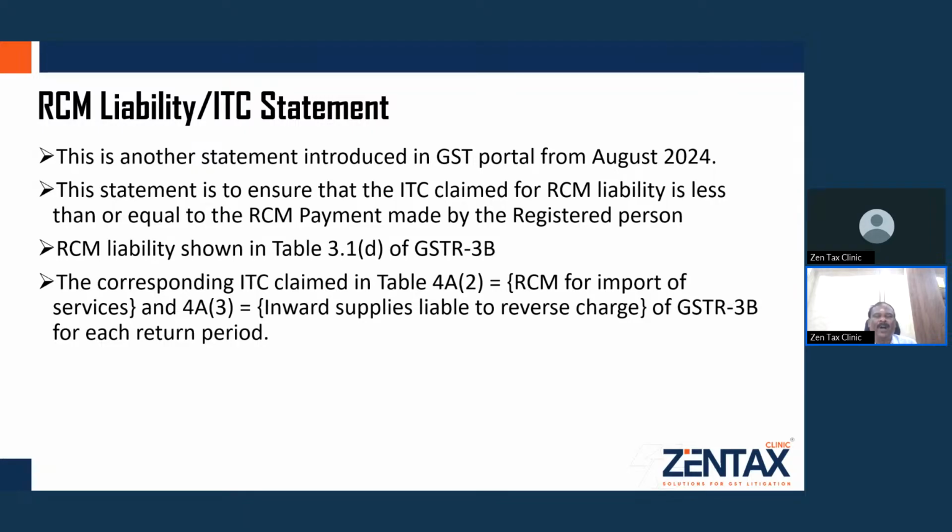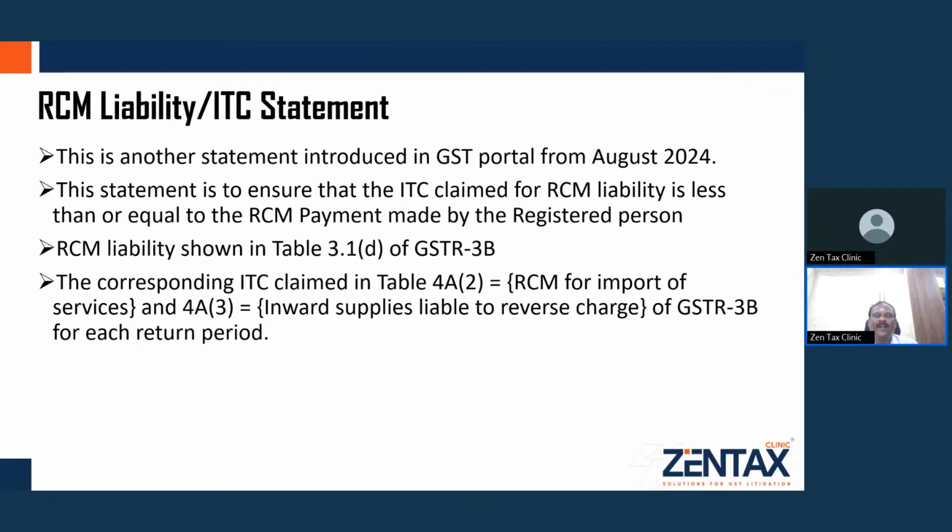So from August 24, what is the reason for this statement? The government wanted to ensure that you make the RCM payment and then take the credit. One of the differences between the erstwhile service tax regime and the current GST regime is that earlier, in the service tax regime, you had to make the RCM payment in one month and claim the ITC, earlier CENVAT credit, in the next month. Now you can pay the RCM in one month and take the ITC in the same month. This is one of the changes that has come into place in the GST regime.